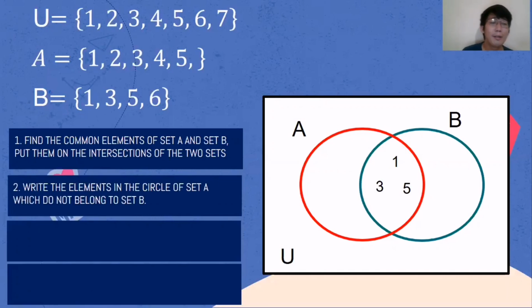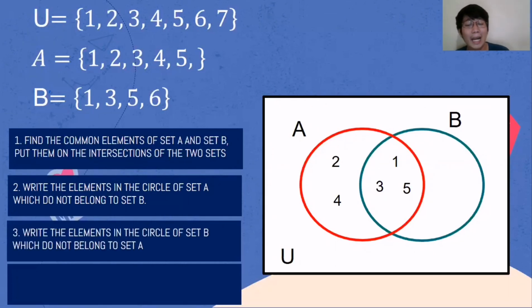Next, write the elements in the circle of set A which do not belong to set B. Hanapin daw po natin yung mga elements na meron si A na wala si B. So we will be putting those elements on this part because those are their differences. Anong merong elements si A na wala kay B? Those elements are, very good, 2, and the other one is 4. Very good. That is the second step.